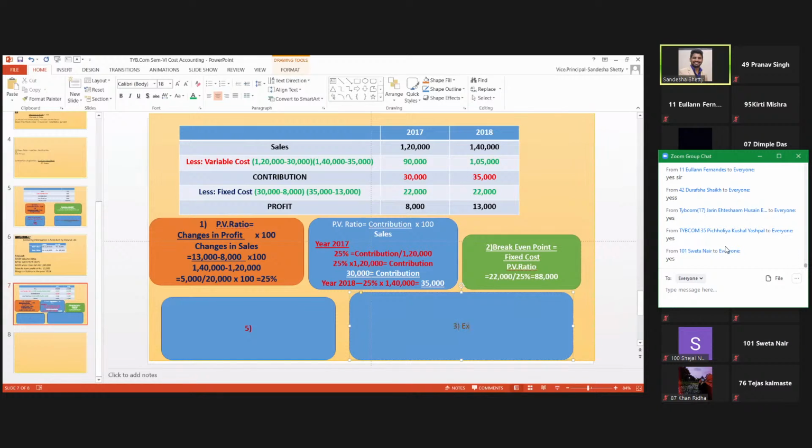You should know the formula for expected sales. So tell me, the formula for expected sales is fixed cost plus expected profit, divided by PV ratio. Correct? This is the formula. Desired or expected is one and the same. Please remember, desired or expected is one and the same. Okay? So please tell me the PV ratio.